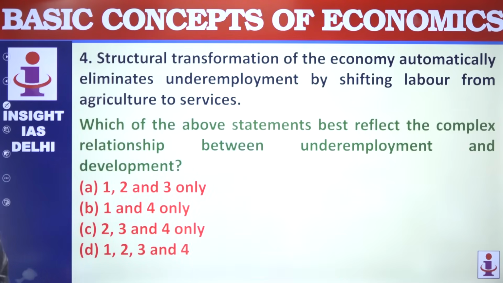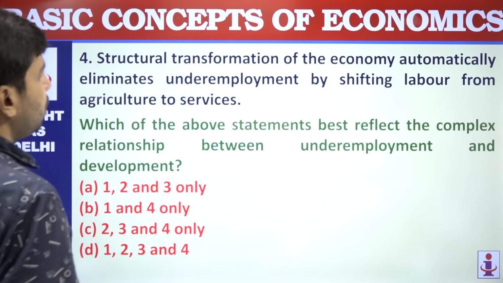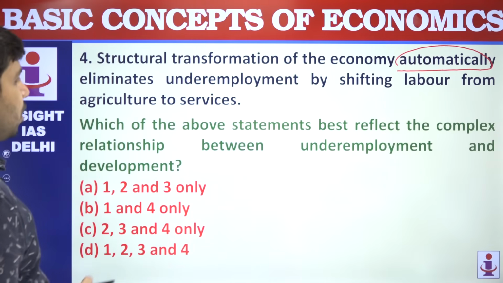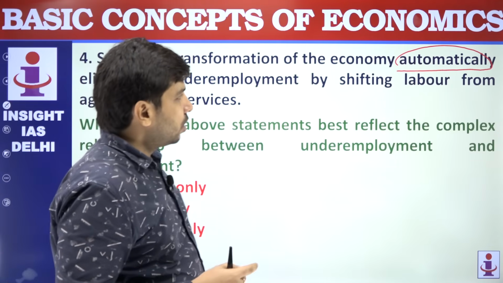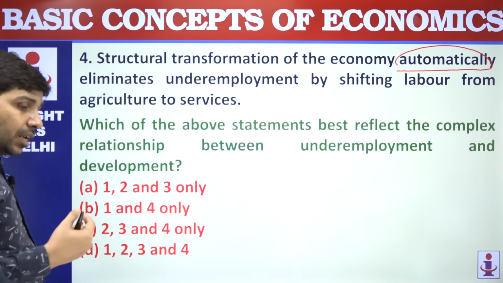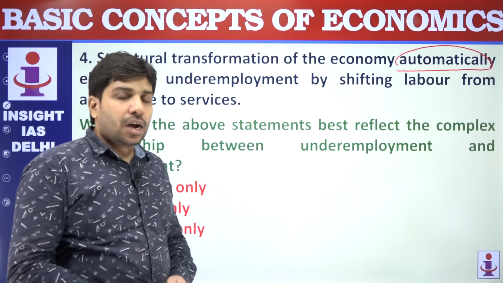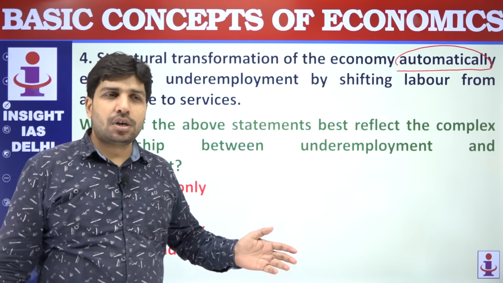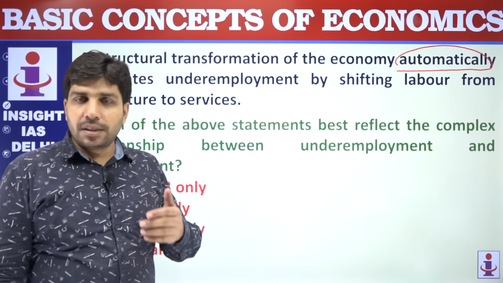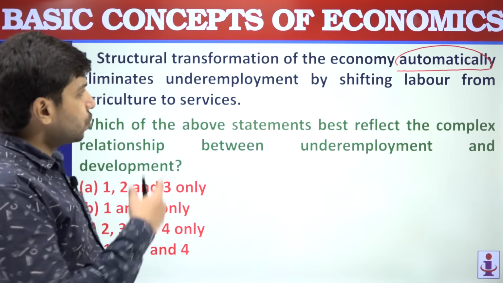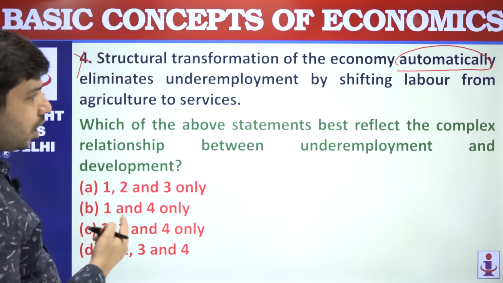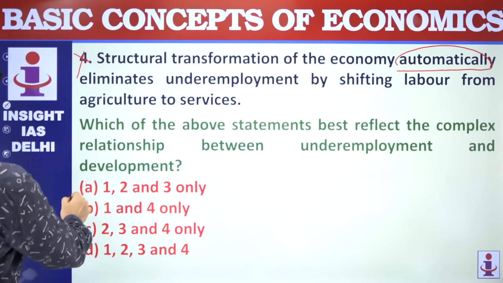A structural transformation of the economy does not automatically eliminate underemployment. Labor cannot be automatically shifted from the primary to the tertiary sector or from other sectors. For that, proper skilling is required. गांव के किसी मजदूर को, an agriculture laborer, you cannot transfer him to some BPO service or call center or insurance sector. That person will need to be skilled. So it is not automatic. So this is not correct. Correct relationship between underemployment and development: 1, 2 and 3.